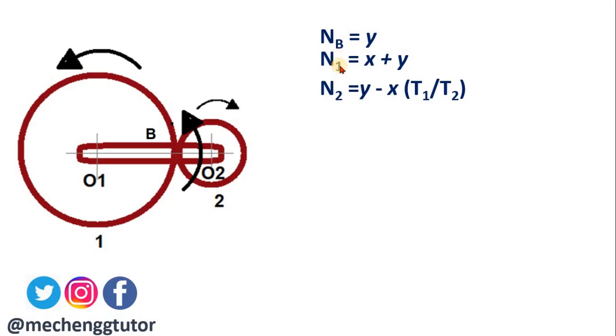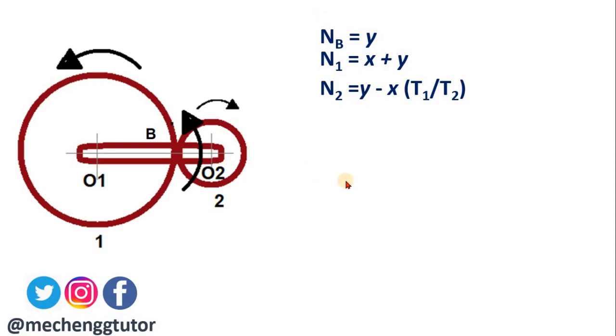Then revolutions made by gear 1, we already know it was X, and when the system rotates with Y, it will be X plus Y, and plus is because the whole system is rotating in counterclockwise direction. N2 was minus X into T1 by T2. To this we add that Y, so that will be the speed of this small wheel. So since gear 2 rotates in clockwise direction about the center O2, but about center O1 it rotates in counterclockwise direction. So the total value will be positive.